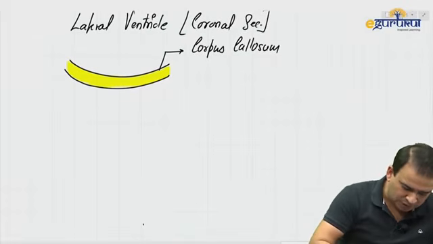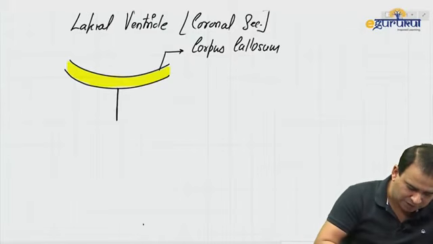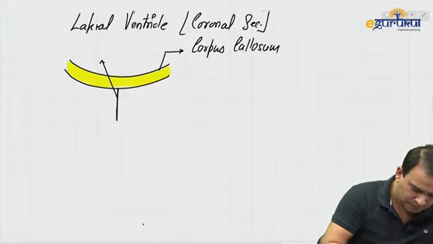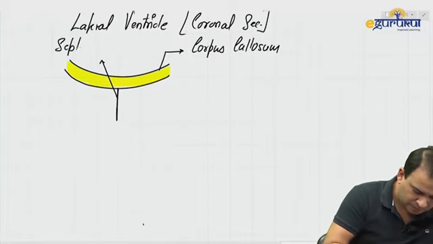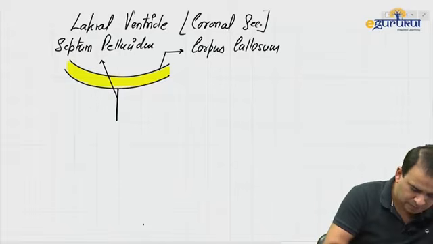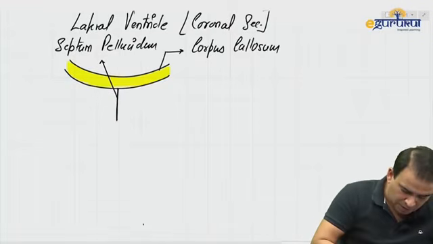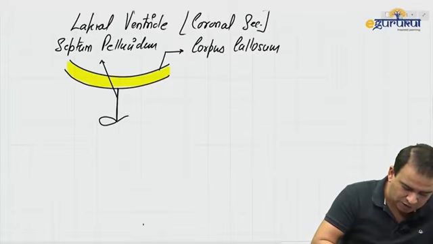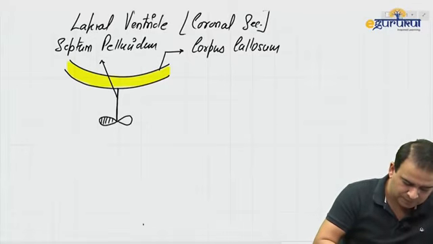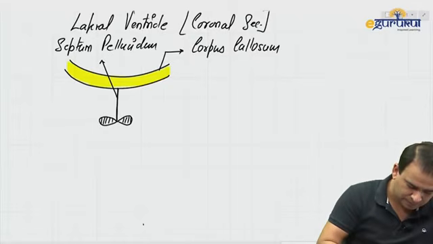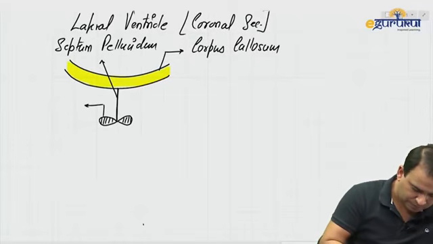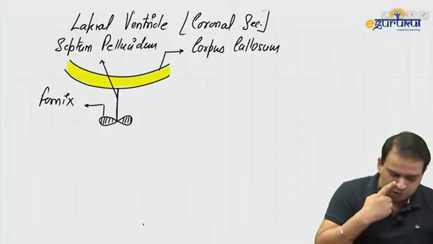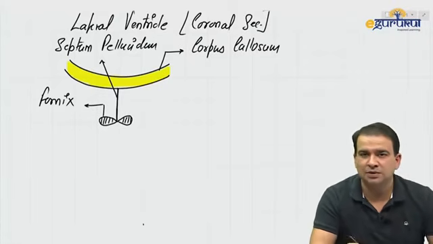Just below the corpus callosum, a thin sheet that is called the septum pellucidum. This is septum pellucidum. Below the septum pellucidum, here we got the columns of the fornix. The columns of the fornix. So the two structures forming the medial wall are the septum pellucidum and the fornix.